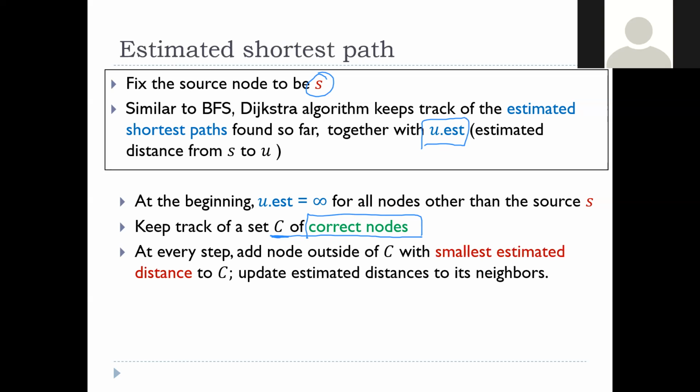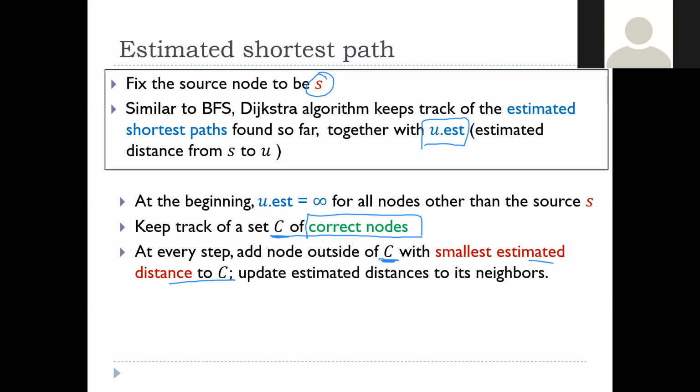At every step, we're going to grow the set C. We find a node outside of this set, of nodes whose shortest path we have computed correctly, with the smallest estimated distance. It turns out that this one has to have the correct shortest path distance as well. Then we add it to C, namely we expand the set C by another node, and we also update the estimated distance to all its neighbors to maintain this invariant. So this is the high-level idea of what the algorithm is doing.